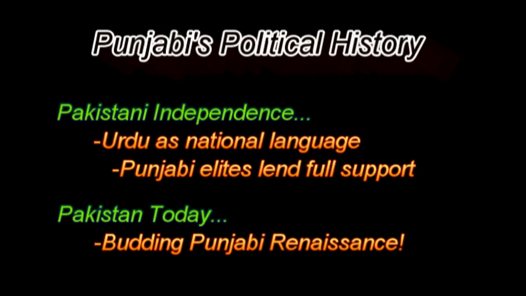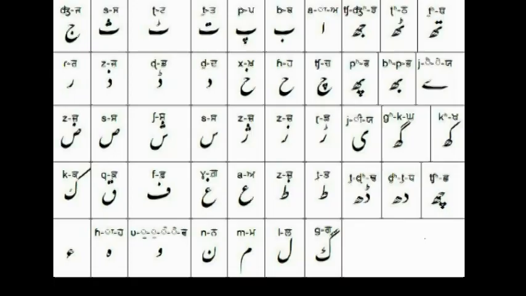Now, you may be wondering, what are the differences between Indian and Pakistani Punjabi? Well, the largest is the way that they're written. In Pakistan, Punjabi is written in a script named Shahmukhi. It's a Perso-Arabic script, meaning it appears to the untrained eye to be Urdu.